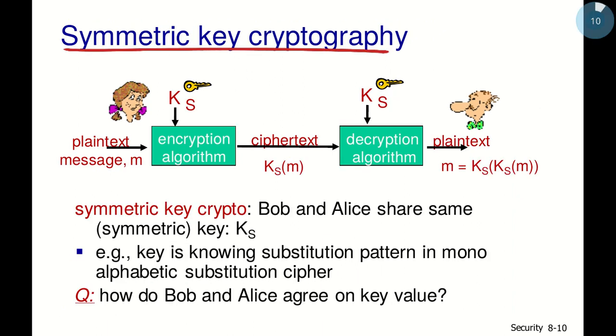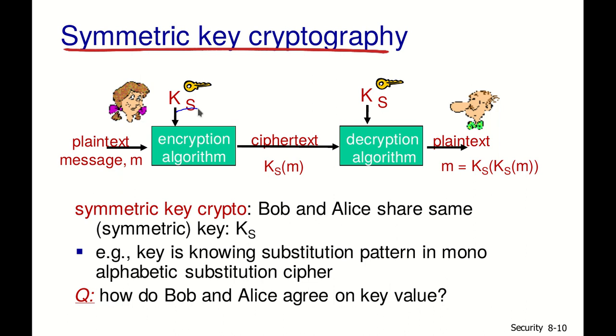Okay, now there are two basic cryptography schemes called symmetric key, and of course there is another scheme called asymmetric key or public key cryptography. So we start with the symmetric key because it is the simplest one. Basically, in symmetric cryptography, both Bob and Alice share the same, or symmetric, key, let's say KS.